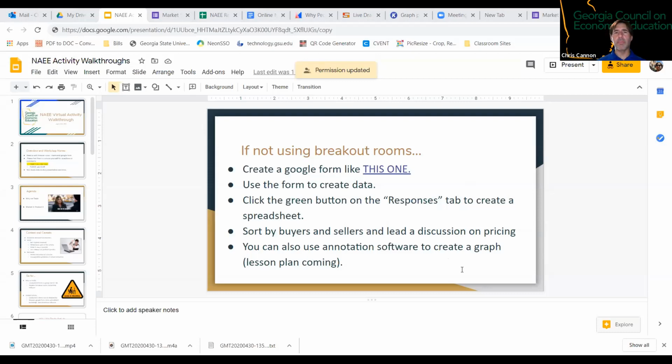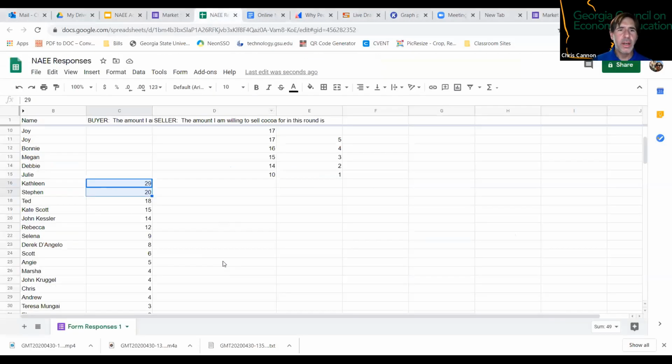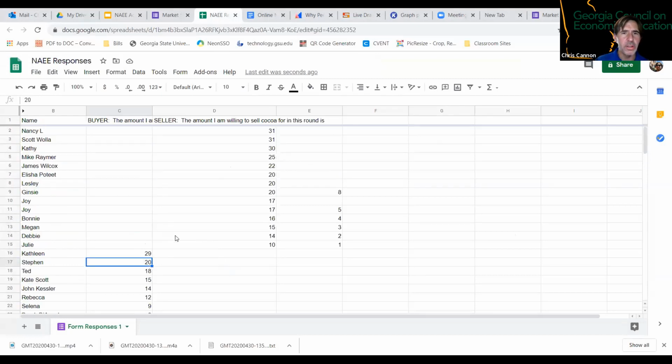Yes, I think you could, because if I went back to my data here, I could talk to, for example, Stephen and Jinsey, and say, hey, you guys both said 20. That's an actual trade. You guys could have actually traded. Whereas Nancy, you put 31. Nobody's buying at 31. Would you be willing to come down to 29? Or Kathleen, would you be willing to go up to 30? And I could try to barter, what do you call that, I could try to negotiate those trades that way. So if you come up with a cooler way to do it, let me know.